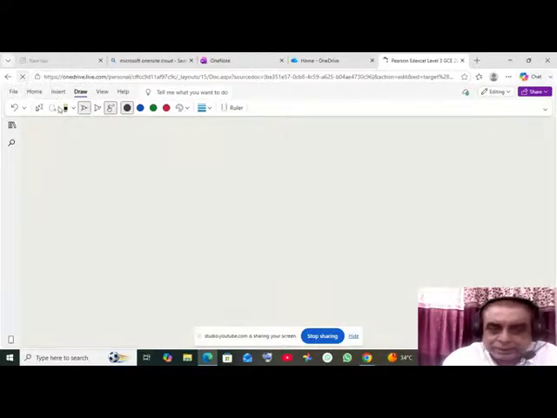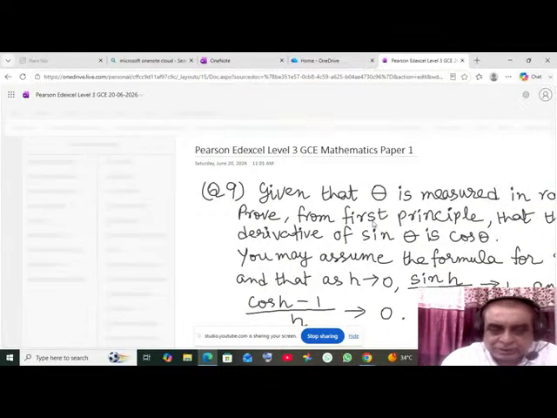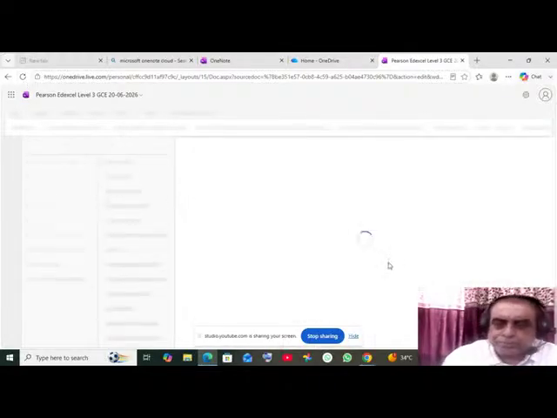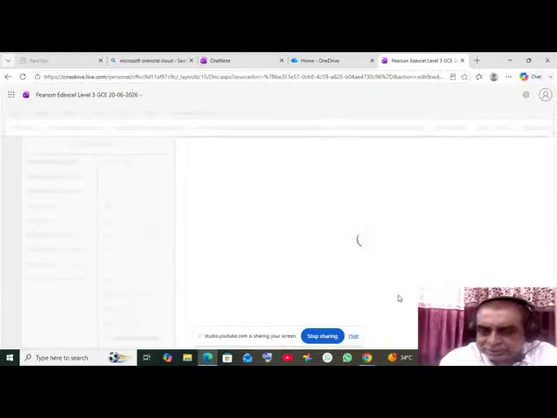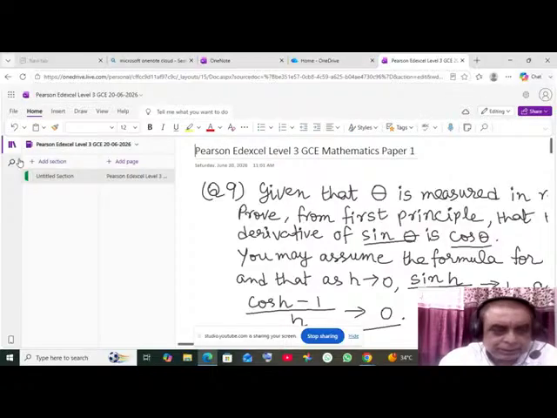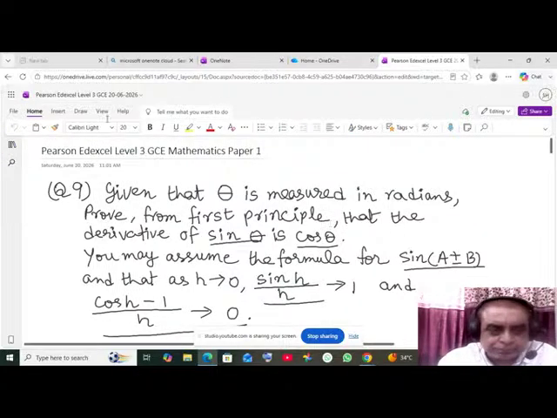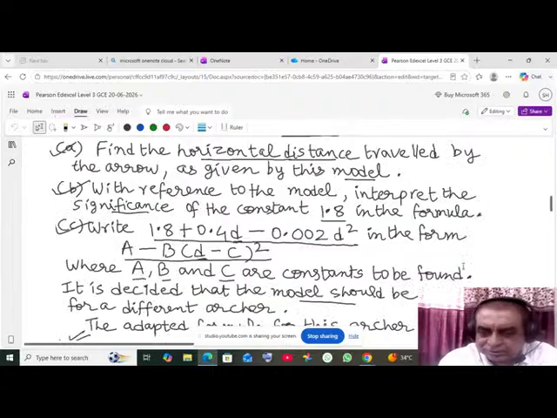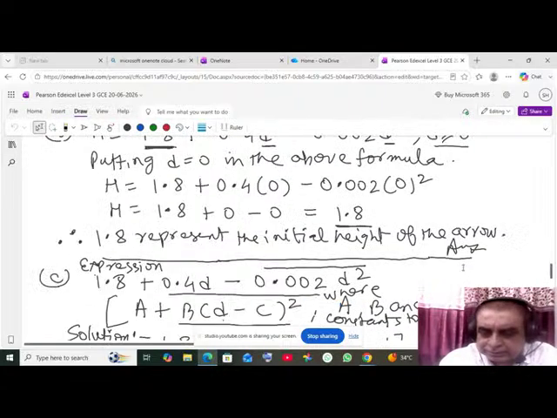My pen has stopped writing, so I have to refresh it. One second, it is refreshing. Otherwise my pen will not work. Okay, it has refreshed. Now I am continuing and writing here.